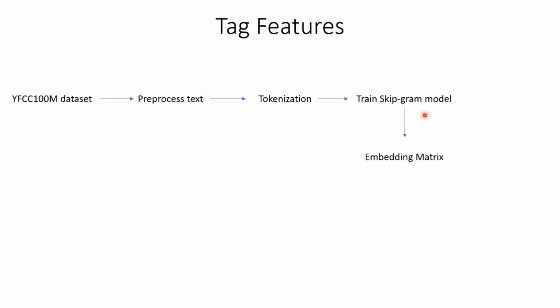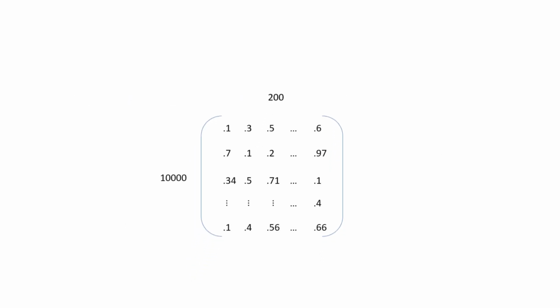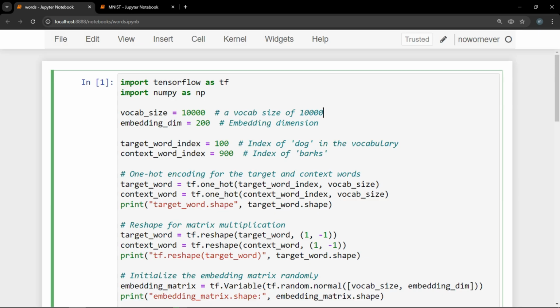The goal of this model is to predict the surrounding words given a specific word. The final output of the model is a mapping of each word to a vector or embedding that captures the semantic relationships between words. In this paper, the authors trained the model to produce 200-dimensional word embeddings, meaning each word is represented by a vector of 200 numbers. To better understand this process, let's implement a model using TensorFlow. You can skip this part if you prefer.